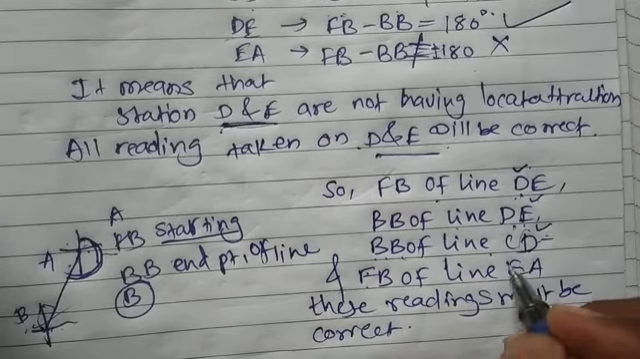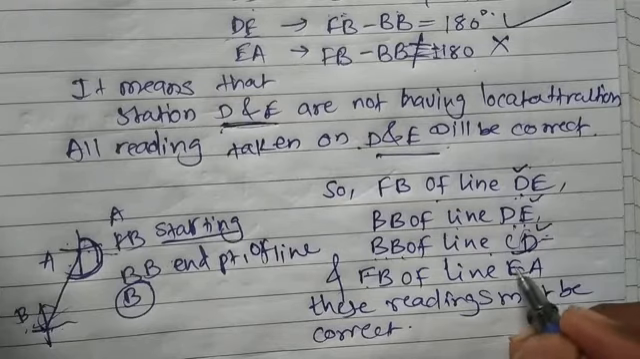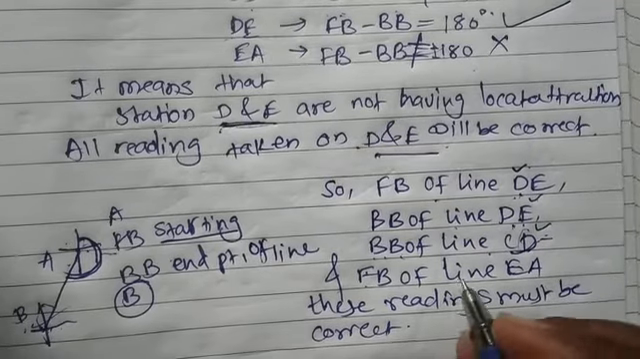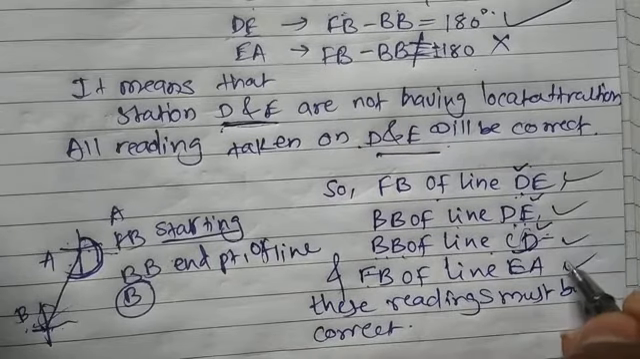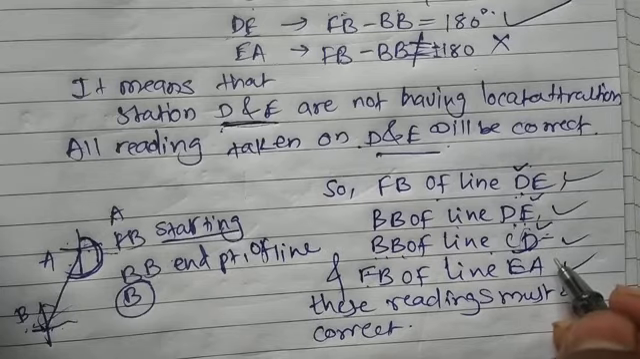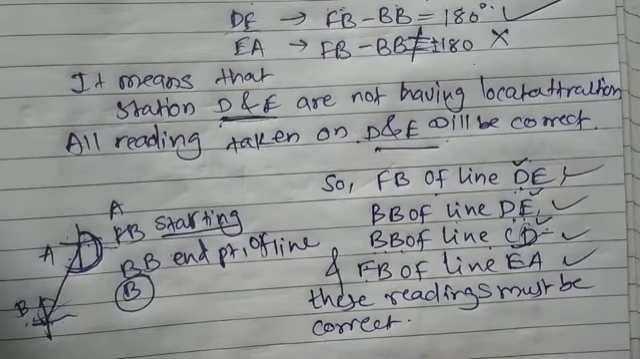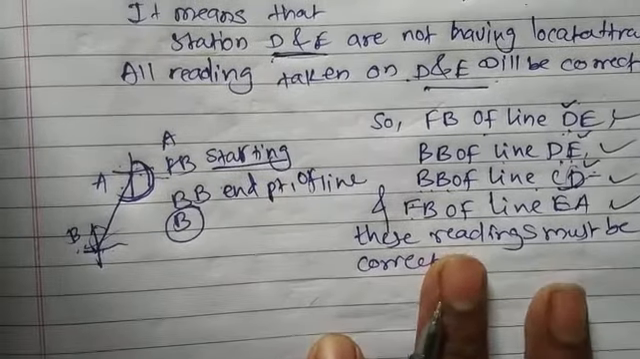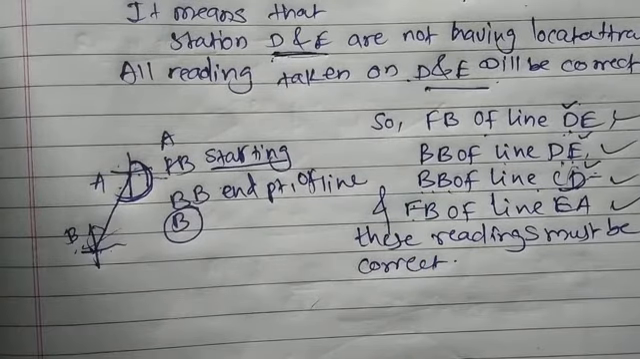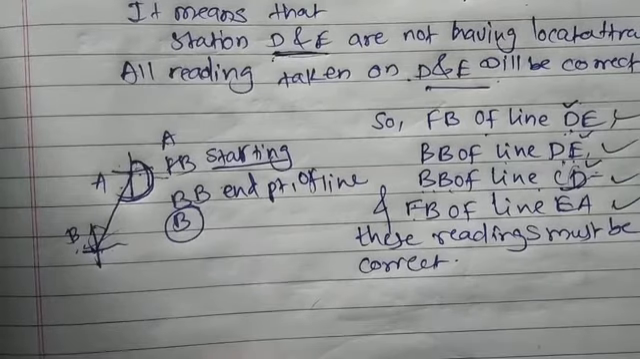So this is taken from point E. So this is also correct one. Okay, so these readings are correct, and the rest of the readings have error due to local attraction. So we have to correct all other readings. Okay, so let's correct the other readings which are having error due to local attraction.